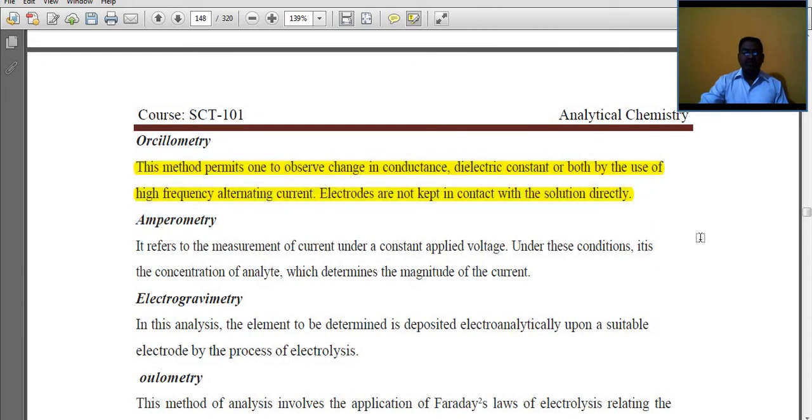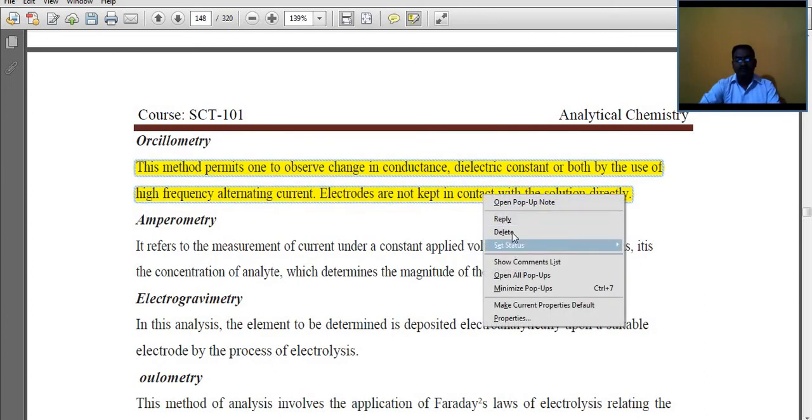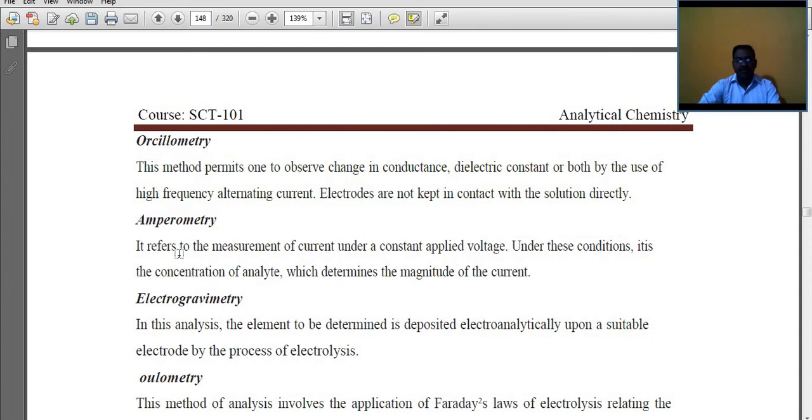In this method, conductometry, one can observe a change in conductance, dielectric constant, or both by the use of high frequency alternating current. Electrodes are not kept in direct contact with the solutions. Amperometry refers to the measurement of current under a constant applied voltage.